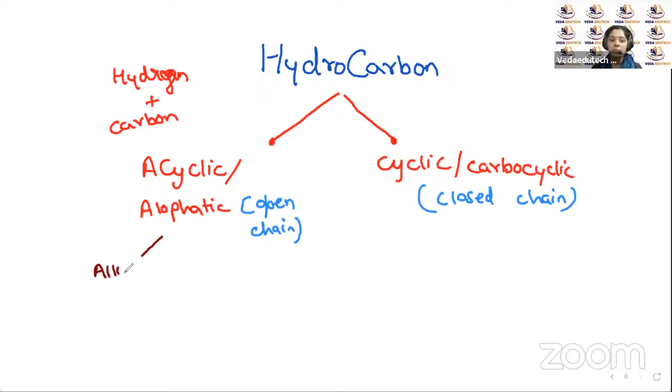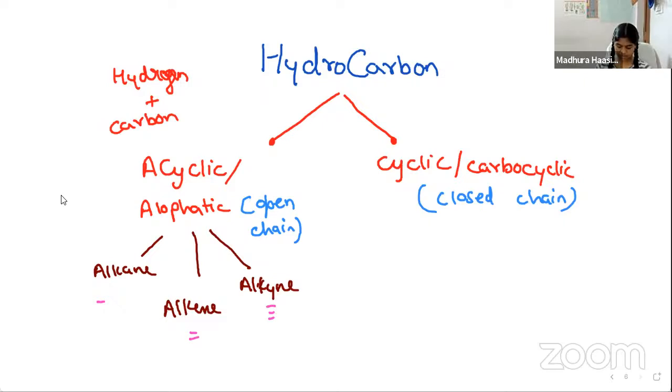That is alkane, alkene, and alkyne. And we already discussed about it. Alkyne means single bond, double bond, and a triple bond.